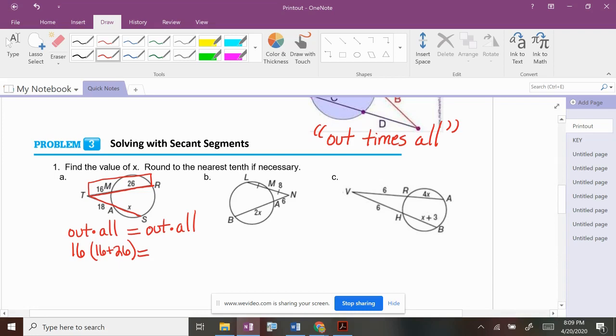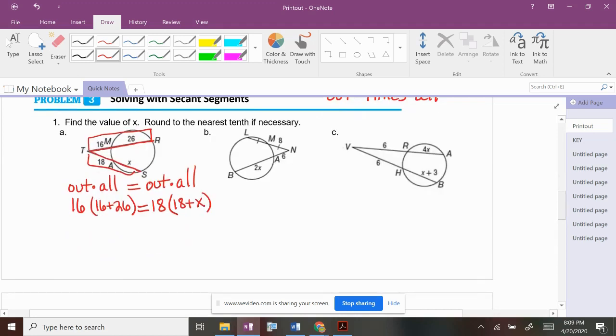Let's take the bottom secant. What's the outside part? 18. What's all of it? Well, with a variable, you have to say 18 plus x. Okay, make sure you use a plus sign there. Once you have that equation set up, then you just solve your equation. And of course, you can see it's an algebraic equation. So we're going to do some simplifying. This is all product of 672. Distribute the 18, which is 100.